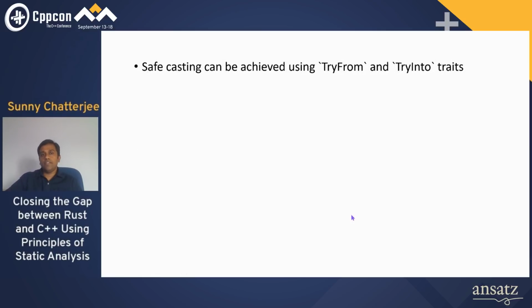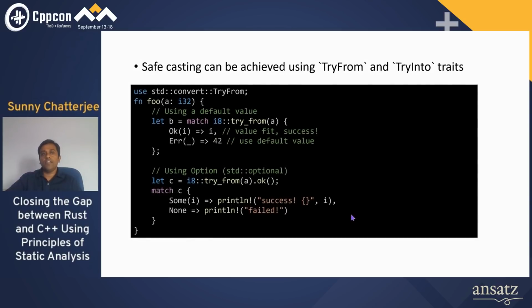Safe casting in Rust can be achieved using the TryFrom and the TryInto traits. So here is an example where you have a TryFrom trait where you're trying to convert a 32-bit integer into an 8-bit value. And if the value fits into that range, you will assign that to your variable b. Otherwise, you are assigning a default value of 42. So you're using these traits to essentially perform safe casting.